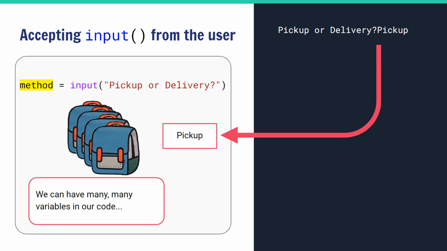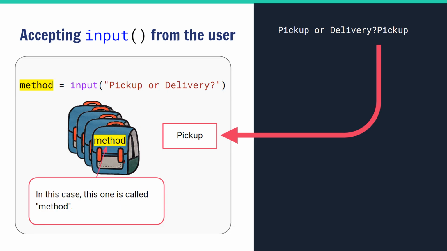We can have many different variables in our code, okay? And because we can have tons of variables, they all need their own name. So we can tell them apart and we can refer to which variable we need later on. So they all need a name, and in this case, the name of the variable is called method.